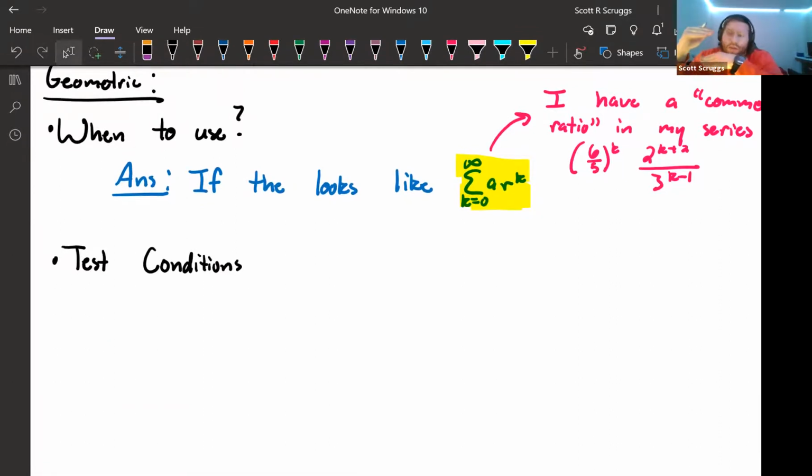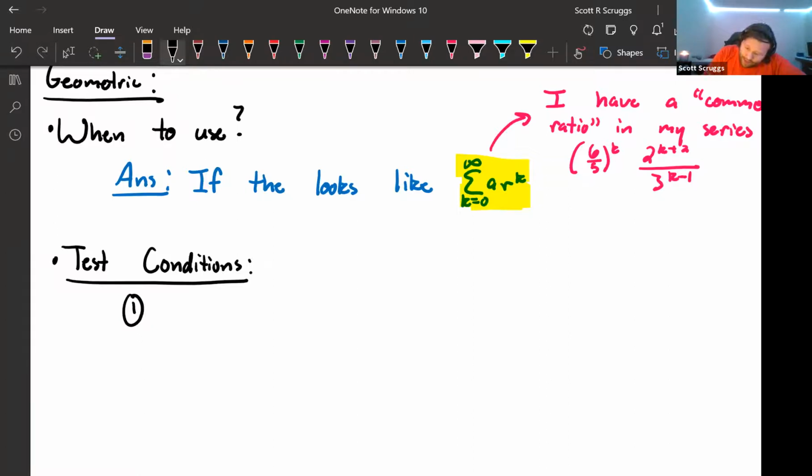Well, next thing about series is once we establish which test to use, we also need to list down the conditions. Because for each of these tests, we have a set of conditions that we need to show that we satisfy in order for me to use that particular test. And so let's list out my test conditions for the geometric series test.